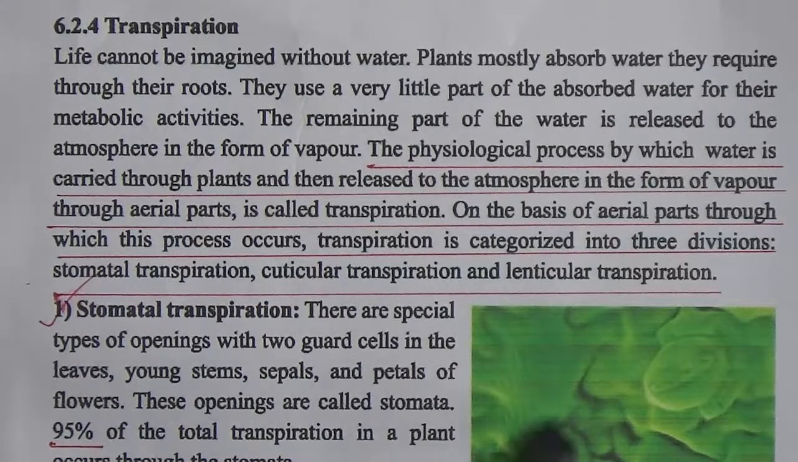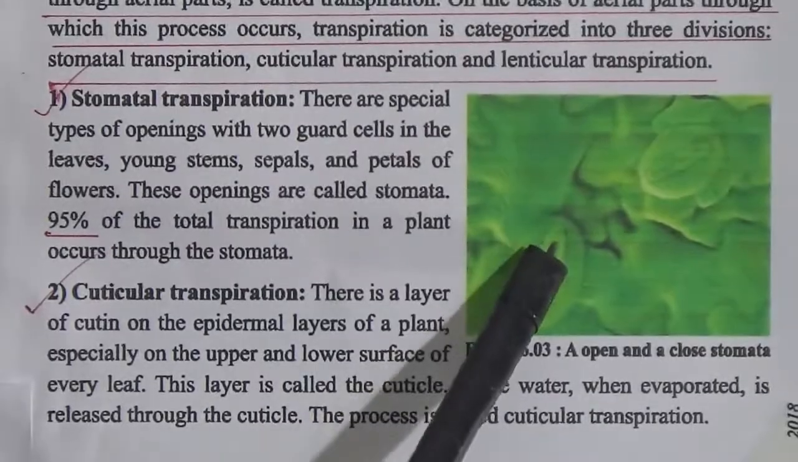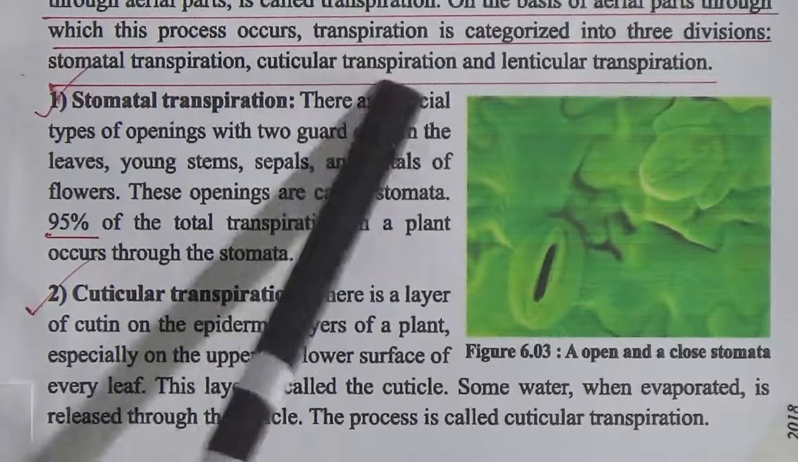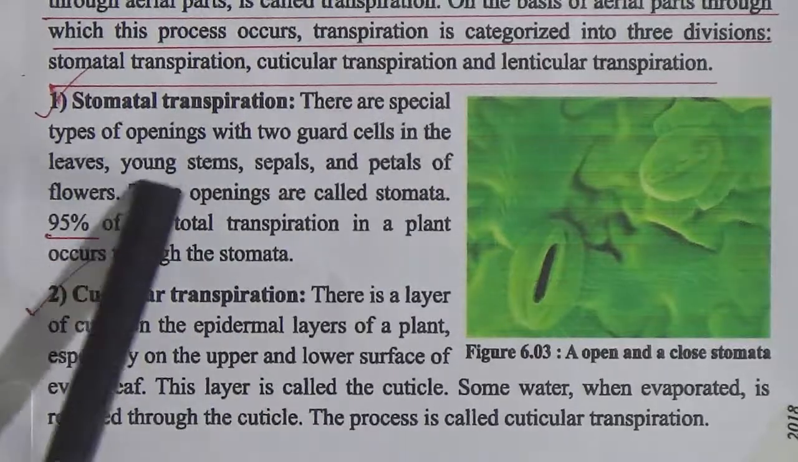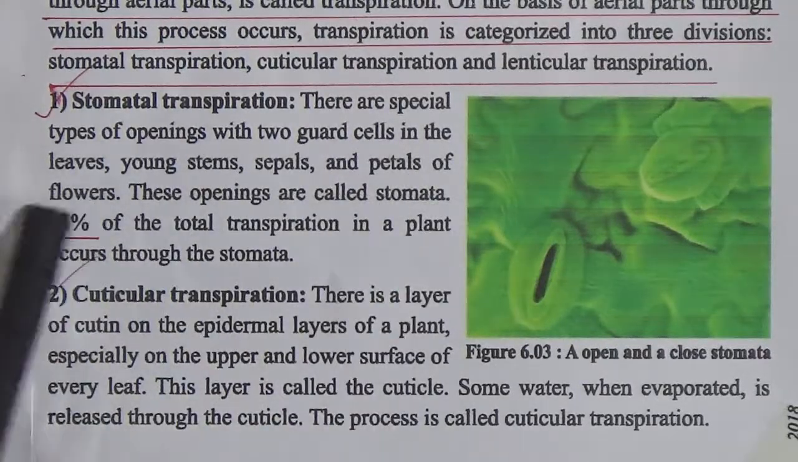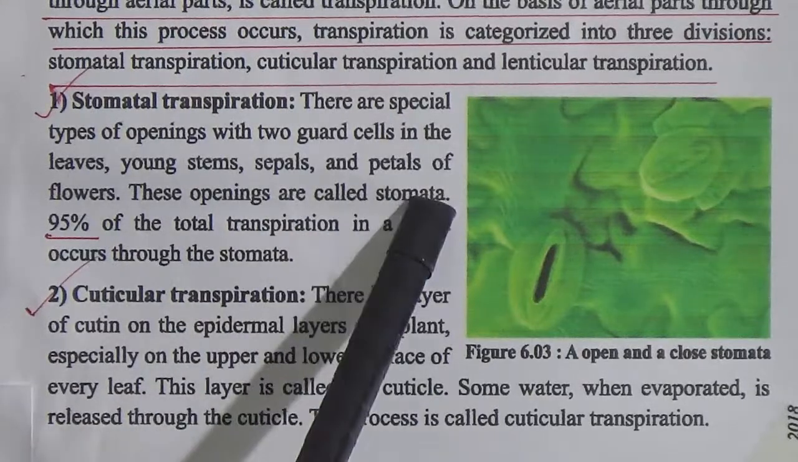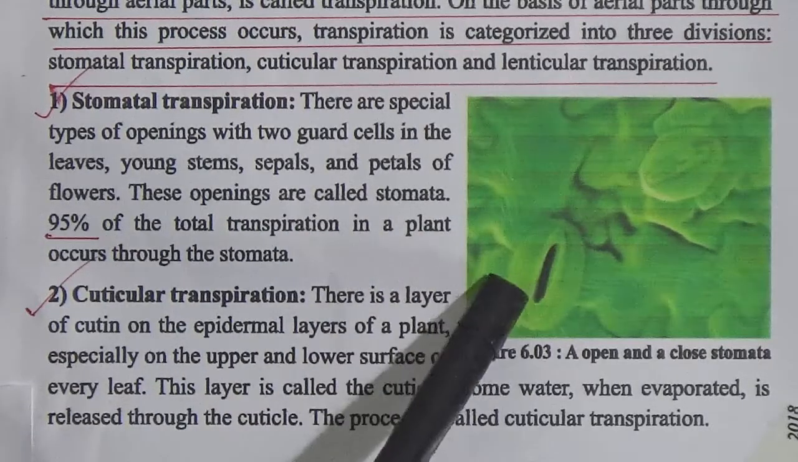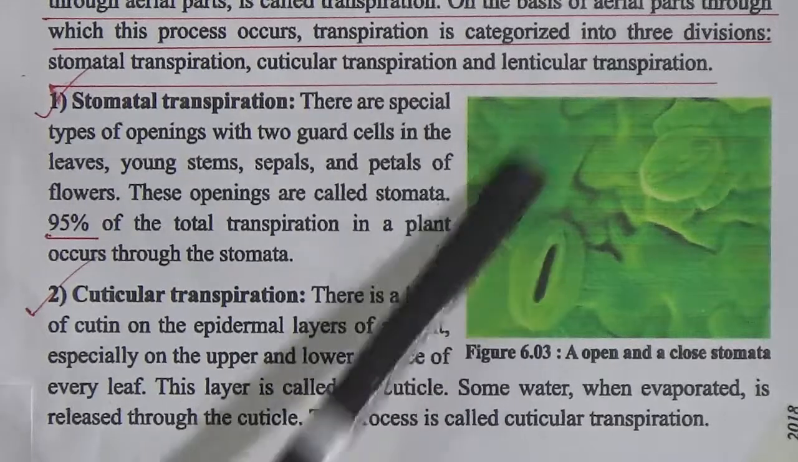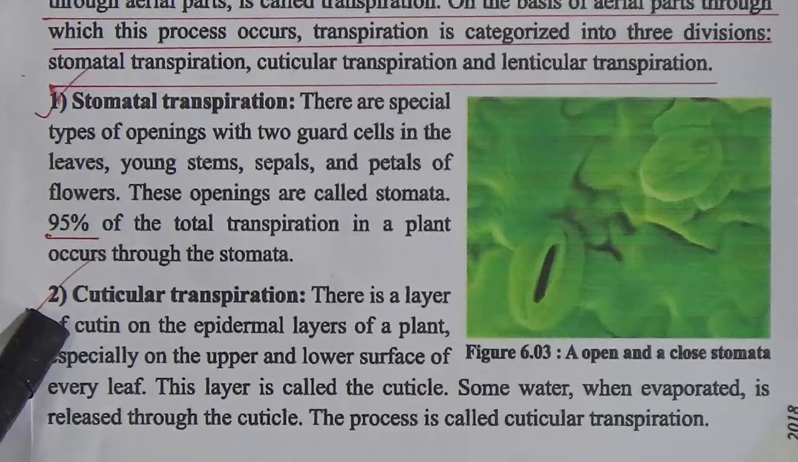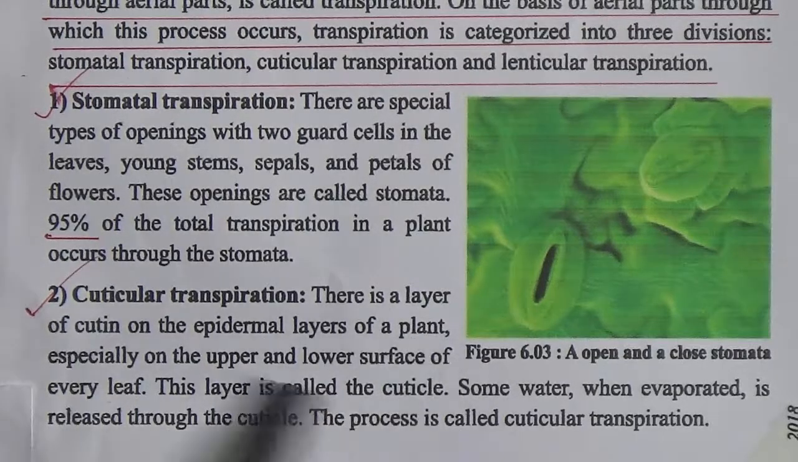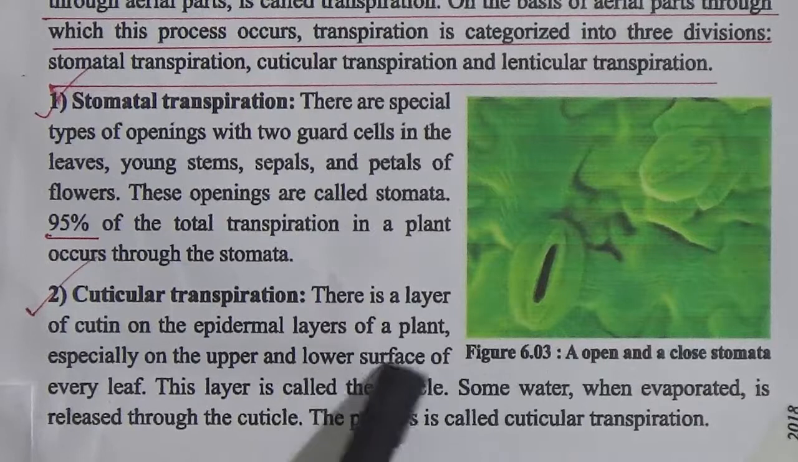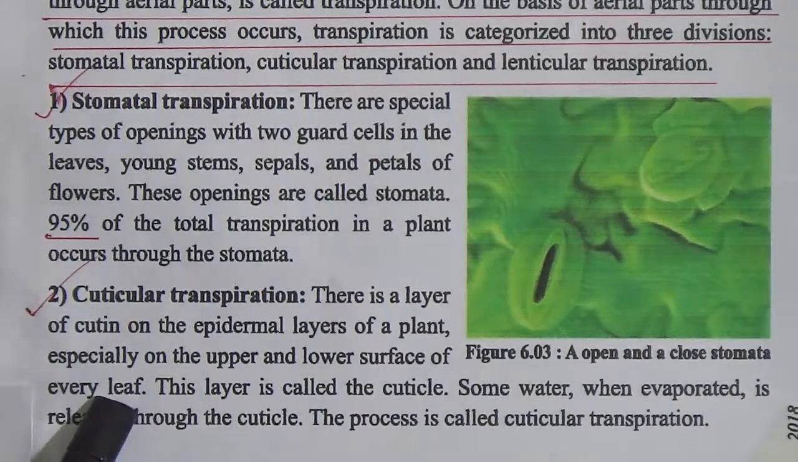Look, this is the picture of stomata in the leaf, a special type of opening of two guard cells in the leaves, young stems, sepals and petals of the flower. These openings are called stomata, and through the stomata 95% of transpiration occurs. Now come to cuticular transpiration. There is a layer of cutin in the epidermal layer of a plant, especially the upper and lower surface of every leaf. Through the cuticle a little amount of transpiration occurs also.